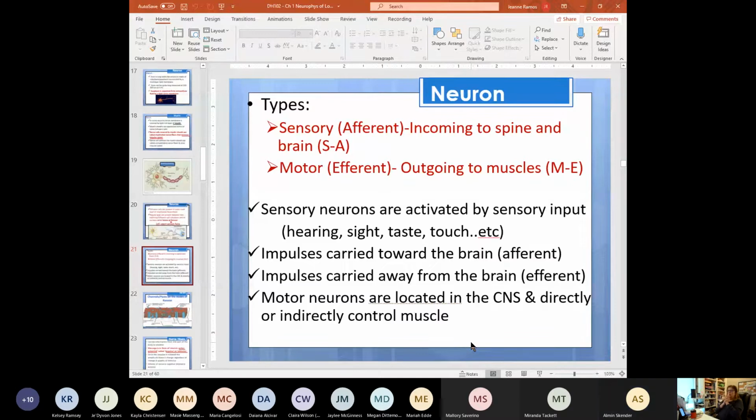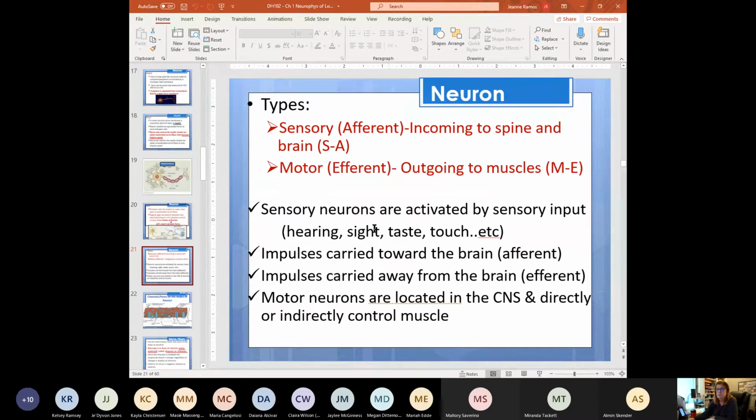Okay, so sensory neurons are activated by sensory input, like your hearing, your taste, your touch, your smell. All your senses are activated with the sensory neurons. So those impulses are carried toward the brain, and they're afferent. Impulses carried away from the brain or the spinal cord, the test question could say either one because they're kind of one and the same. If it's carried away, it's efferent.